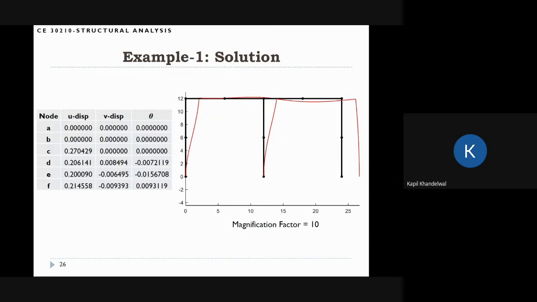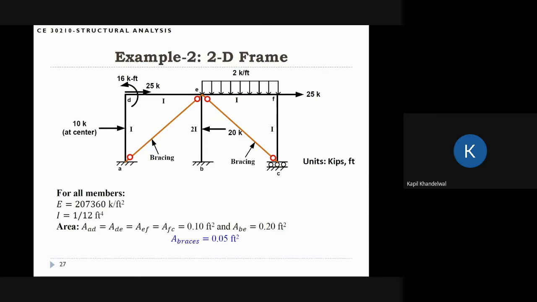The next example is actually the same frame, but I have added bracings here. Let me tell you the meaning of bracing. I'm adding two members, one from A to E, the other from C to E. You can see that I'm denoting these red dots. These are hinges. Hinges mean there is no movement transfer between this member and this connection here. Similarly, the movement cannot transfer between this member and this connection.